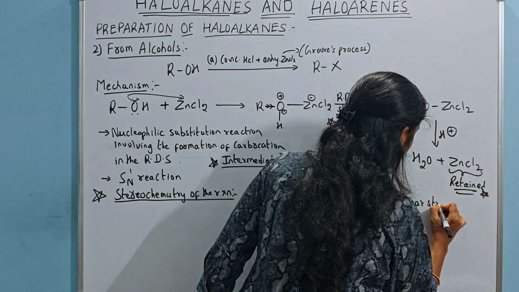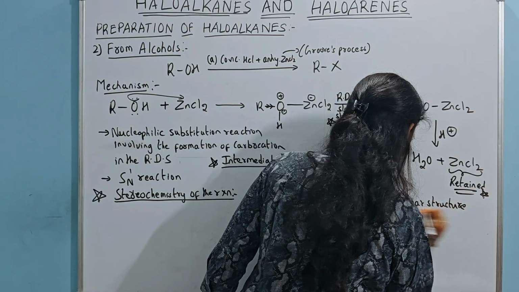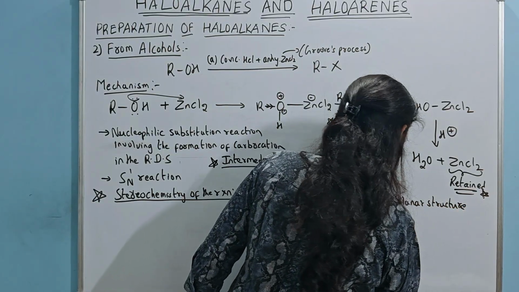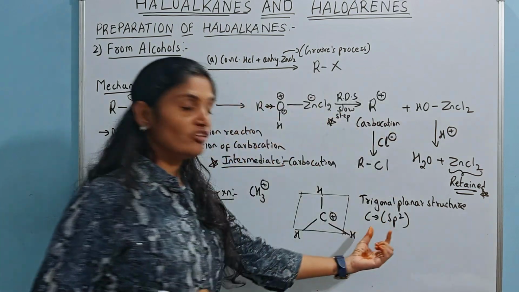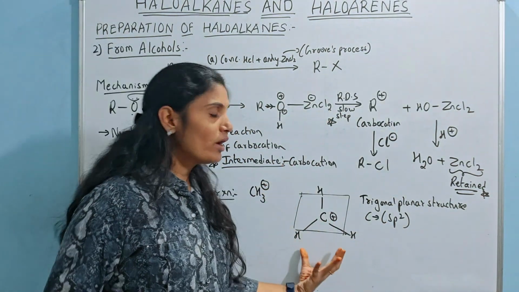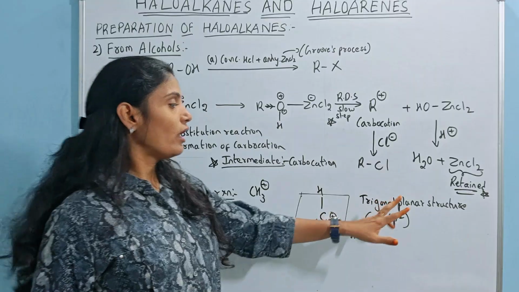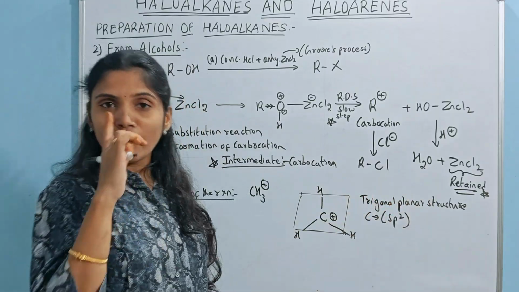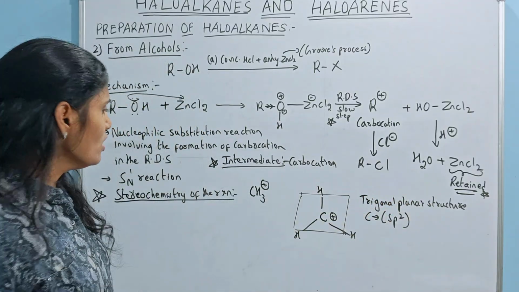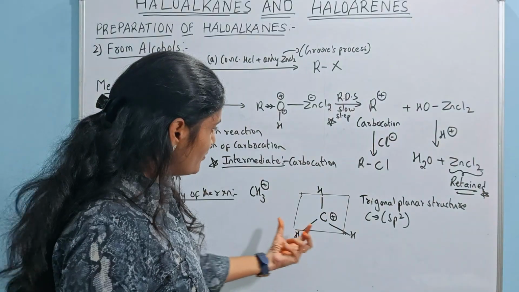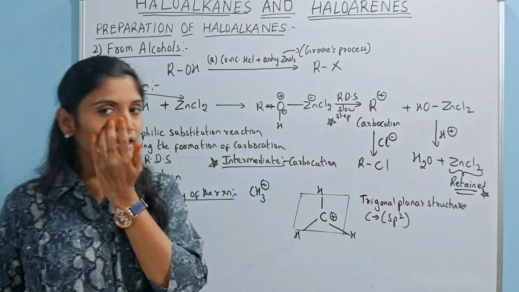It is a trigonal planar structure, because the hybridization is what here? Carbon is sp2 hybridized. Carbocations show which type of structure? Trigonal planar structure, where carbon is sp2 hybridized. Now this is my intermediate, the carbocation is my intermediate.